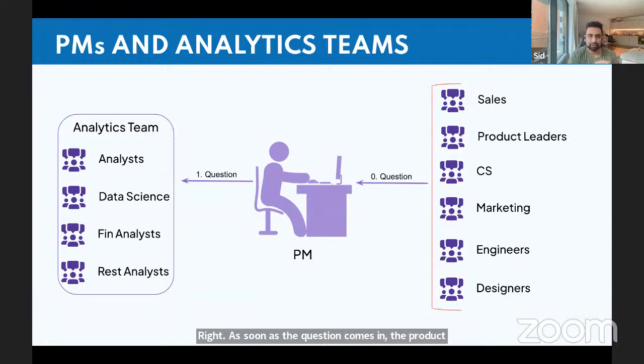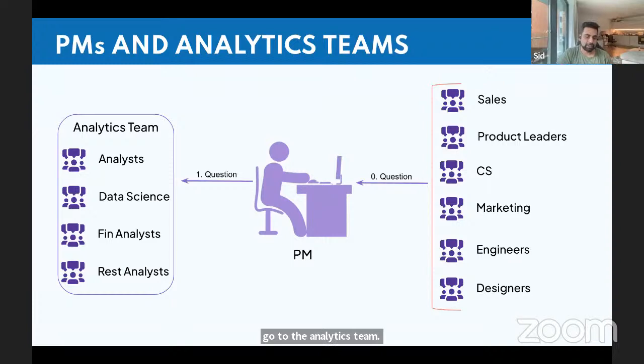As soon as the question comes in, the product manager usually would go to an analytics team, assuming the question is new and it's not been solved earlier. If it's been solved earlier, then the product manager will already have an answer, or they will have a dashboard where they can just point the stakeholders to. But let's assume it's a brand new question. They would then go to the analytics team.